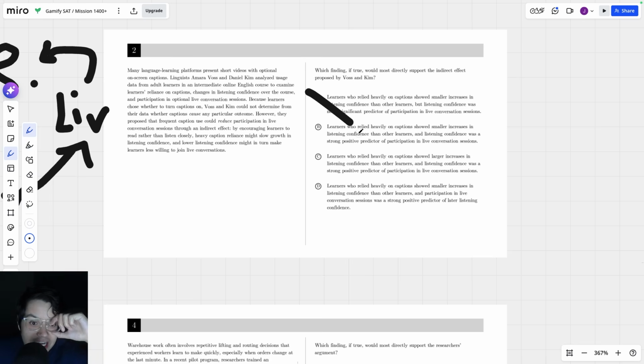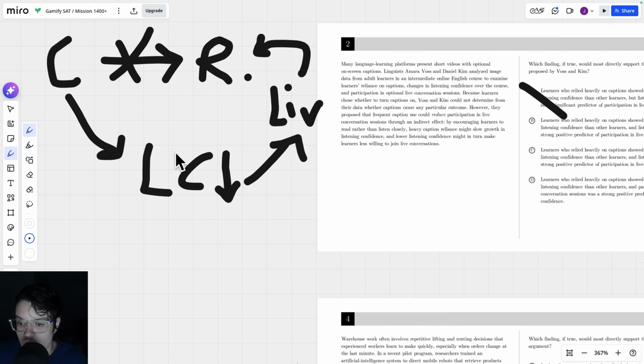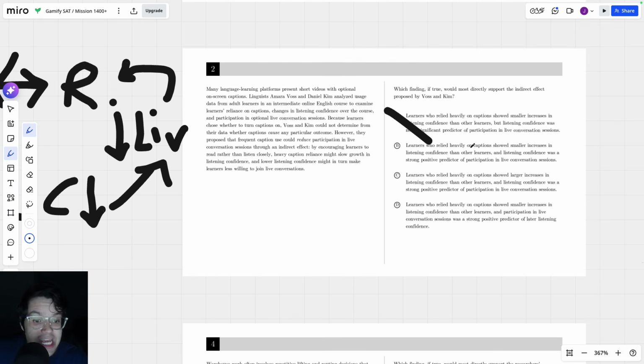Learners who relied heavily on captions showed smaller increases in listening confidence than other learners, and listening confidence was a strong positive predictor of participation in live conversation sessions. That seems a lot better. Yes, smaller increases, so it doesn't increase listening confidence as much, and that makes people less likely to go to the live sessions. Also draw like a down arrow for that, and that causes the result there. So B is probably going to be it.